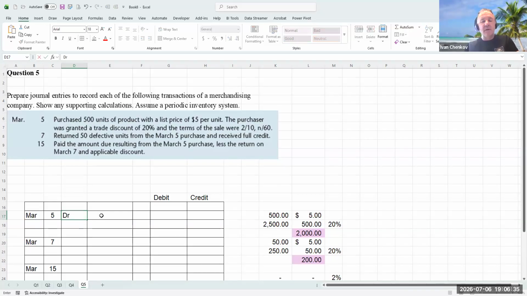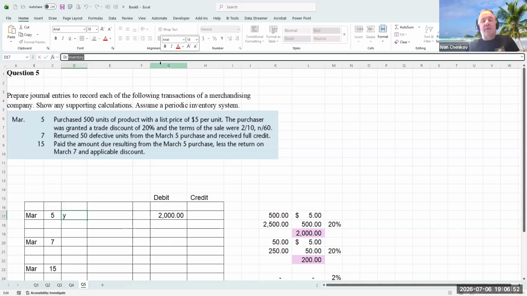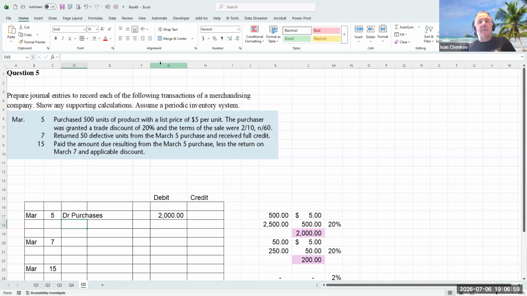We're gonna debit our inventory account with $2,000, and then we're gonna credit. Actually, we're not gonna debit the inventory account. Inventory account's gonna stay as an inventory account. In the periodic system, we're gonna debit the purchases. We're gonna debit purchases account, and purchases account later we're gonna close it, and credit's gonna go to accounts payable with $2,000.